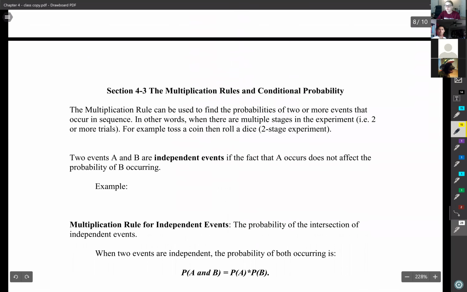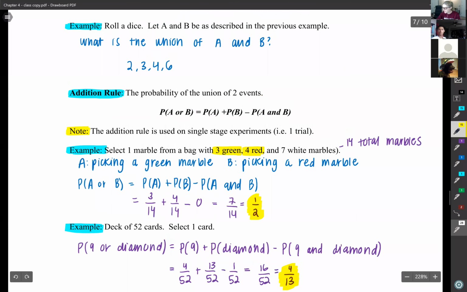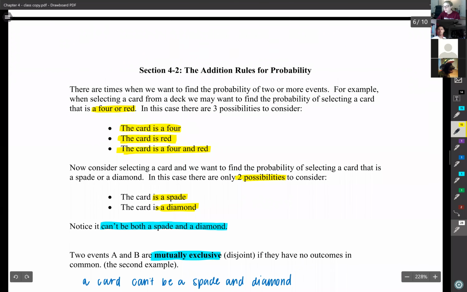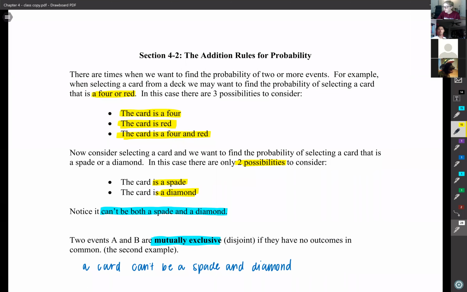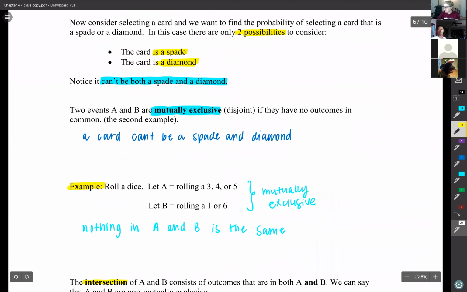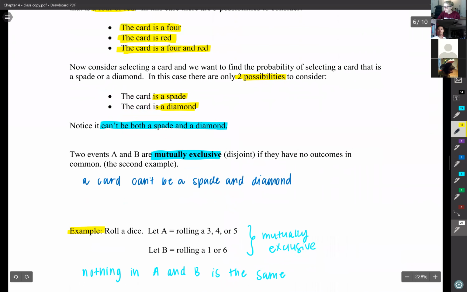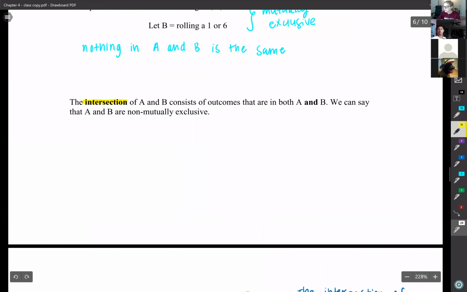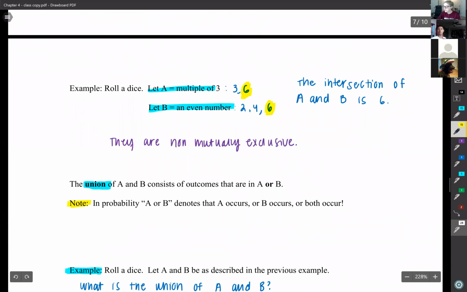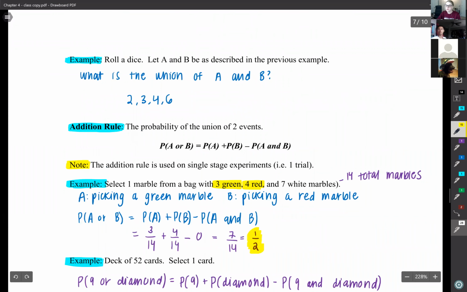That's actually it for section 4.2. So 4.2, I think, is just on the addition rule. Yeah, the addition rules. So this is just talking about the difference between a mutually exclusive event and one that's non-mutually exclusive, and then you get into intersections and unions, and that's when you can talk about the addition rule.